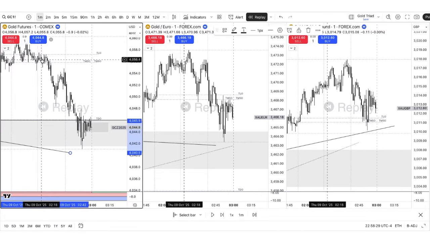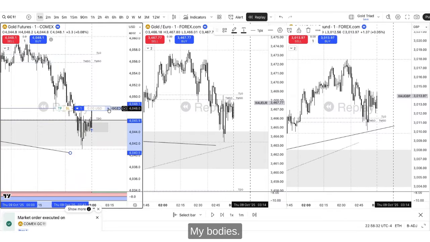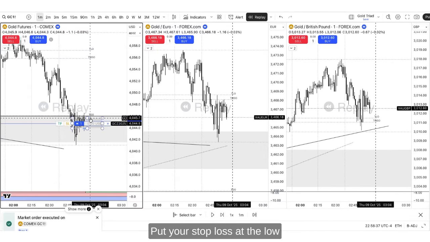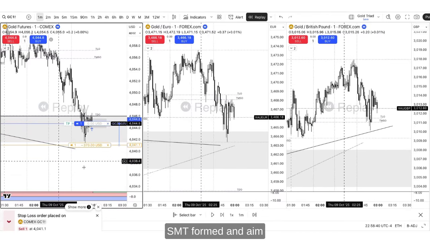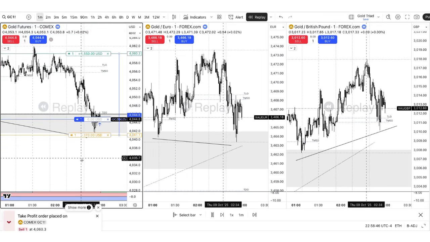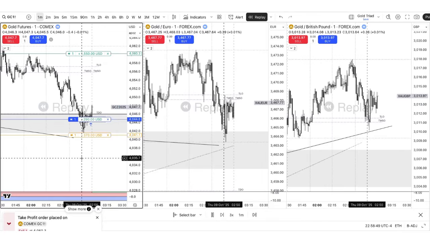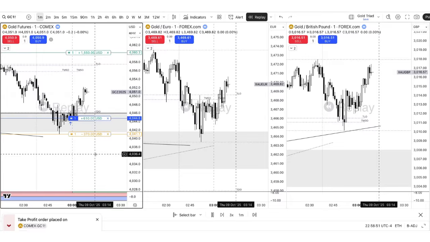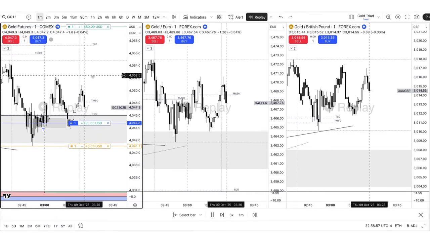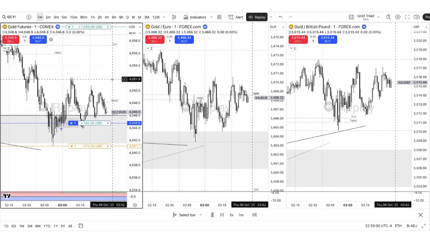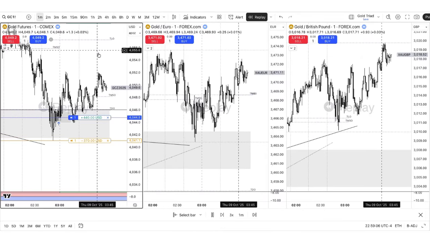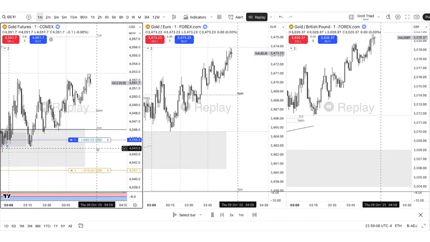Okay, so that's your buy there. My apologies. So this is your buy signal here. It would usually be up here. Put your stop loss at the low, where the sequential SMT formed, and aim for 3R or equal highs. It's a big trade. And you get about 3R here, okay, and it's a really nice trade.